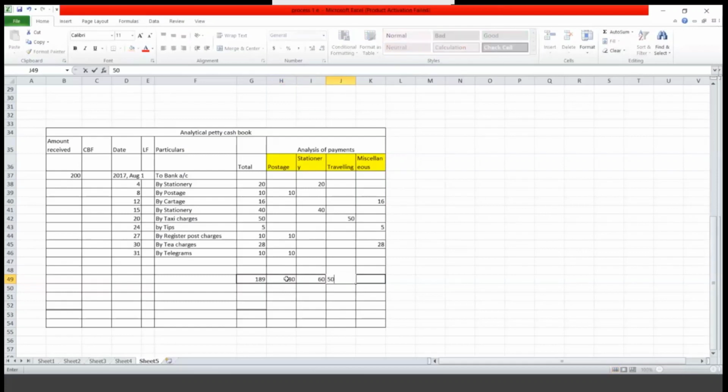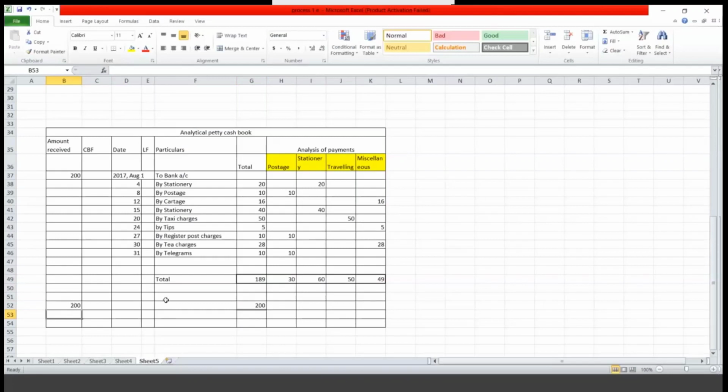Okay. 50. Now do the total of all. 16 plus 5, 21, 21 plus 28, 49. Okay. So now the total expenses we got is 189. Now you have to balance the amounts. How do you balance the amount? Which side is more for you? Debit or credit? Debit is more. So on the credit side also I am writing 200 only.